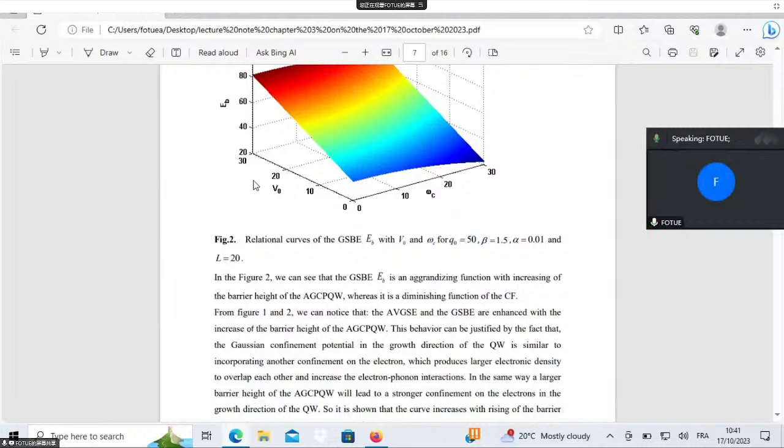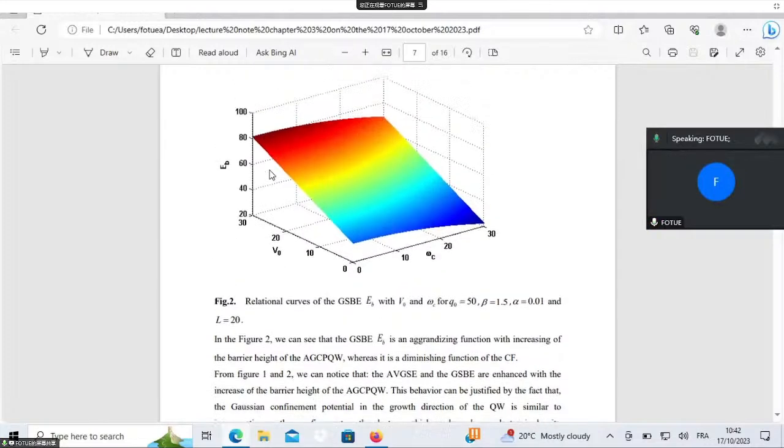And with this larger electronic density, we increase the interaction between the electron and the phonon. So, as this confinement increases, the number of phonons increases in the system, increasing the interaction between the electron and the phonon, and also increasing the properties.